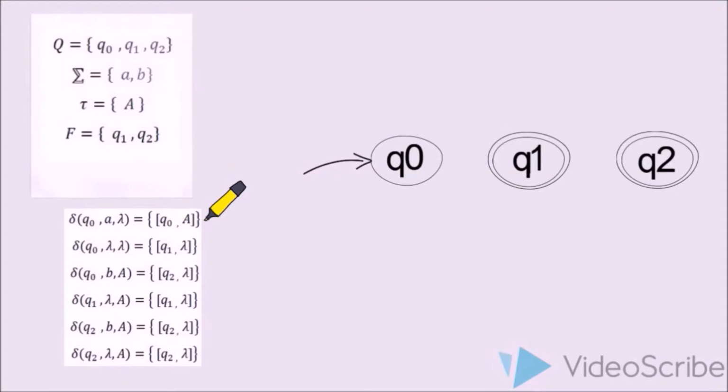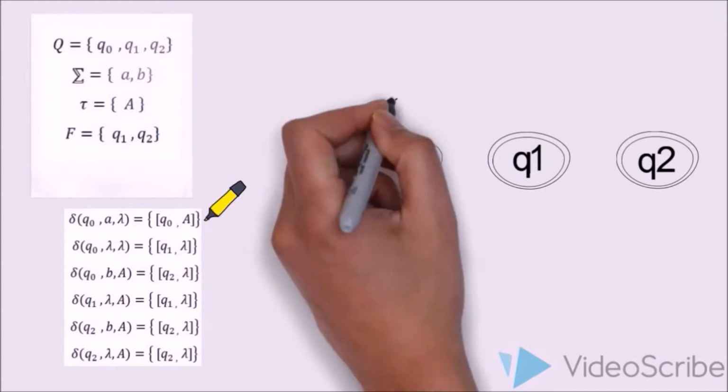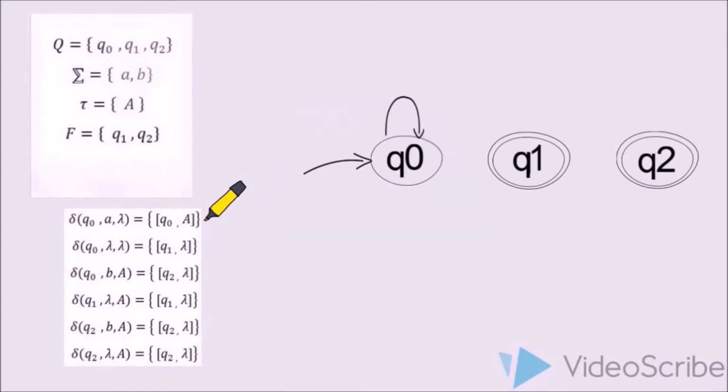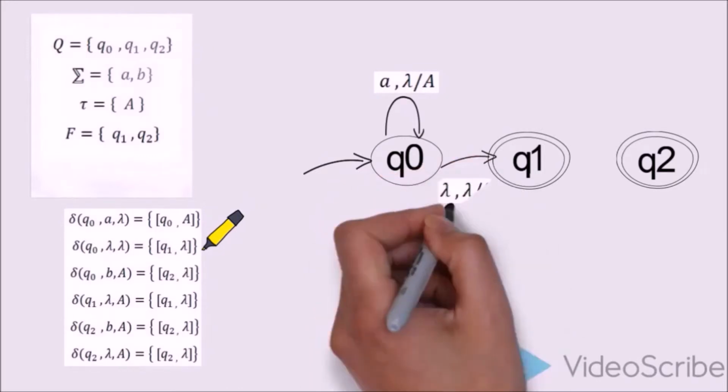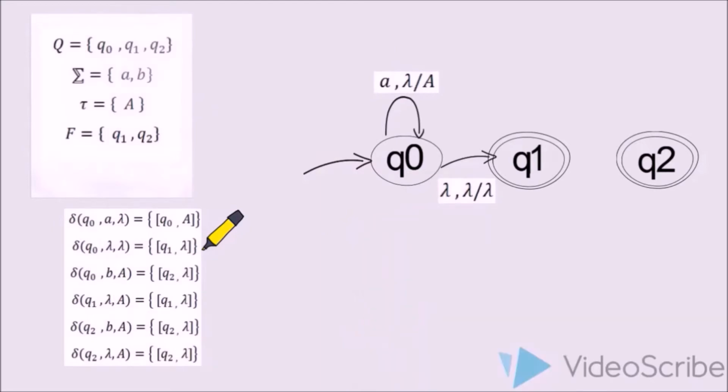First equation. As you can see, the equation starts and ends with Q0. So, draw a loop, input A, pop lambda and push capital A. The second equation, move from Q0 to Q1. Our input is lambda, then we pop lambda and push lambda.